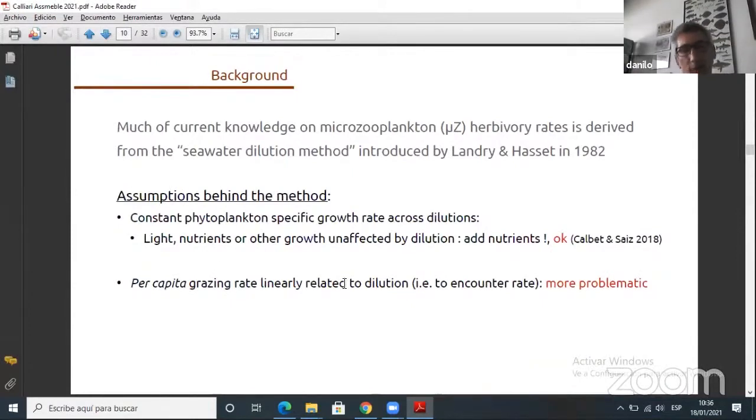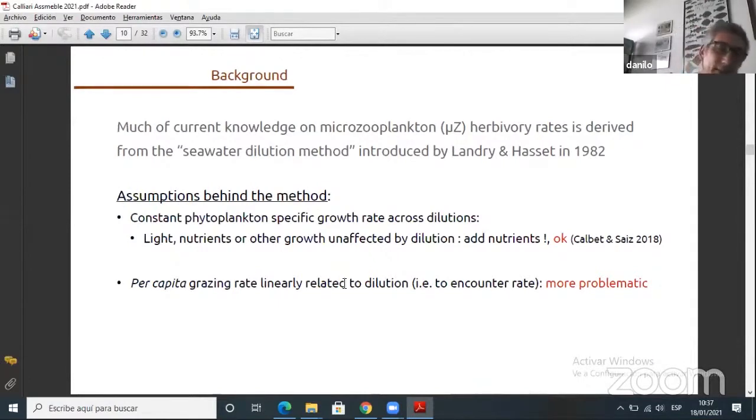Okay, there are, of course, as always, two very important, broad assumptions behind this method. First of all is that the phytoplankton specific growth rate is constant across dilutions. That means that all factors important to modulate the phytoplankton growth should be equal between all the dilution conditions. That means mostly light and nutrients. Nutrients is what is usually considered potentially problematic.